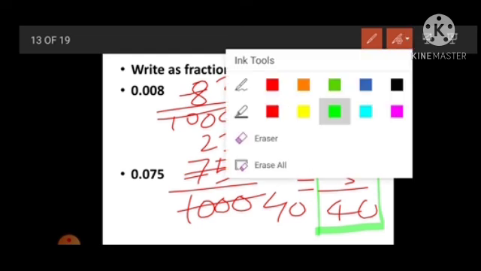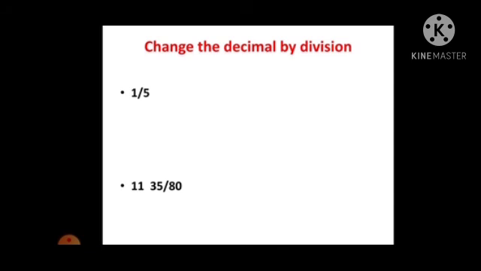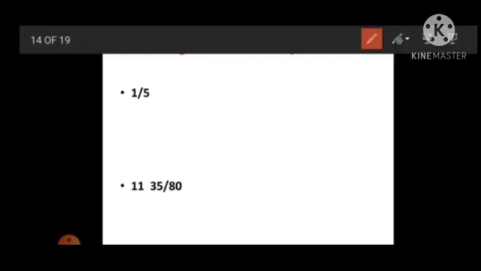Now the next example. Change to a decimal by division. Okay. First we divide and then we convert it into a decimal number. See here how to divide. 1 by 5. So the numerator is divided by the denominator.